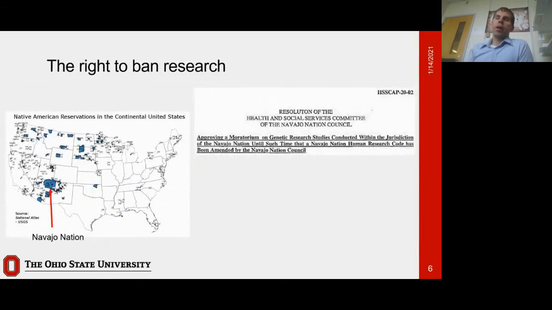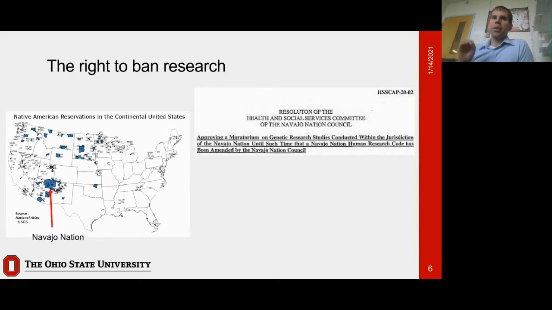That also means that they have the right to define different operations that exist within their boundaries, including things like the right to ban research. Now, I bring this up not as some theoretical exercise, but the fact that this has happened. It's happened quite a few times. And the one that I want to highlight here is specifically a moratorium on genetic research that's been imposed by the Navajo Nation for about 2 decades now, just over 2 decades.